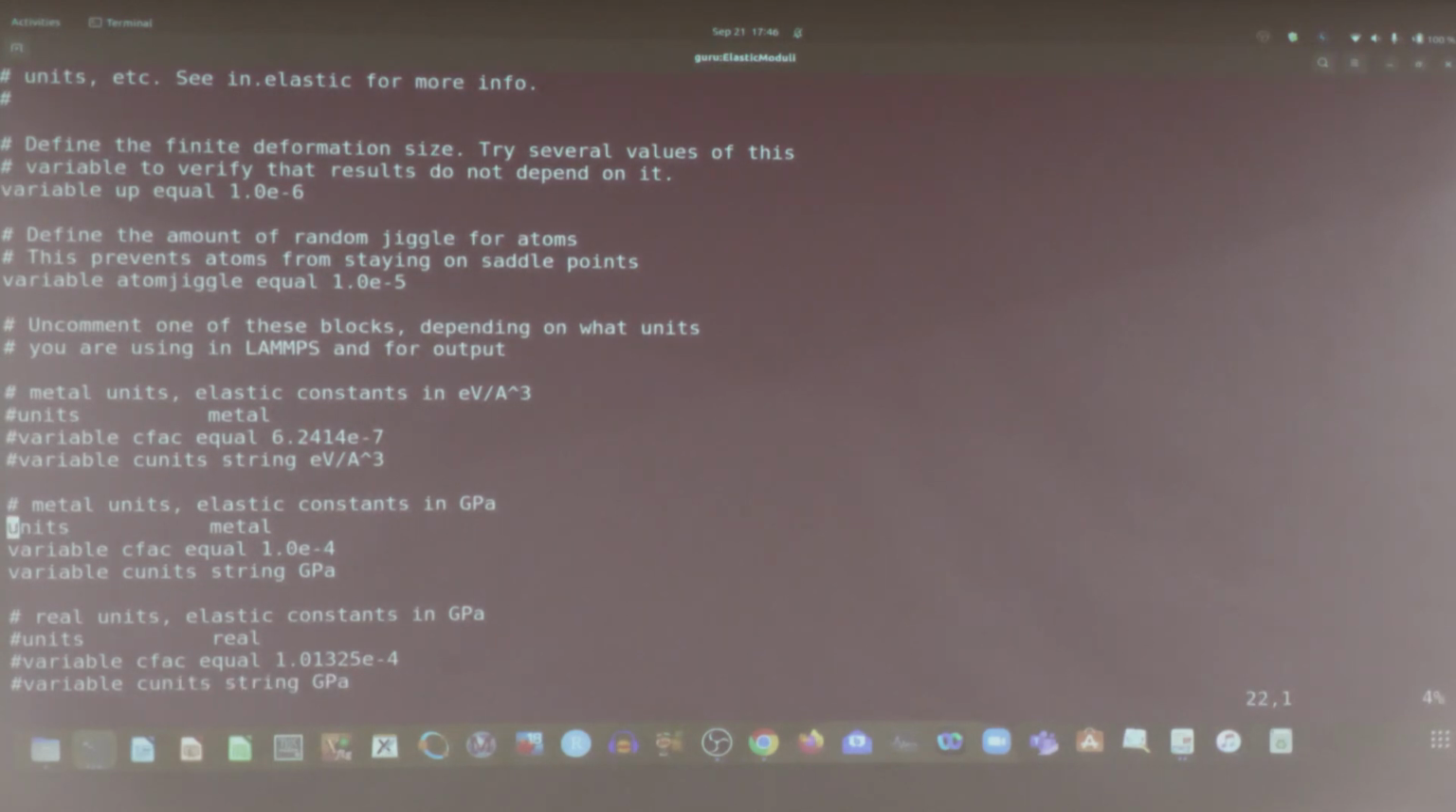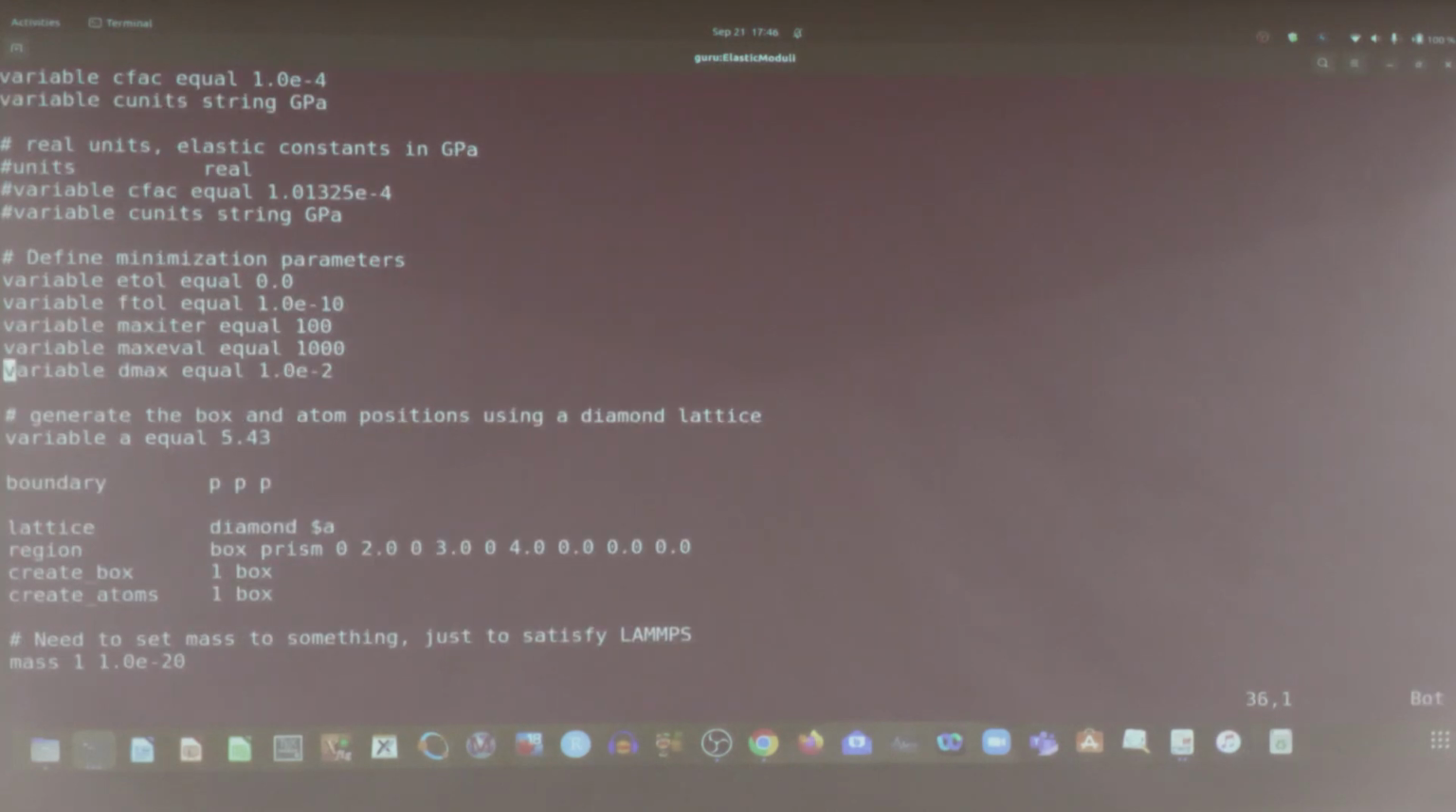Okay, the only uncommented line is units metal. Variable some CFAC is 1.0e-4, variable C units is some string called GPA. And E tolerance, F tolerance, maximum iterations, maximum evaluations, all that is there. Boundary is periodic, null dimensions, and it is a diamond lattice.